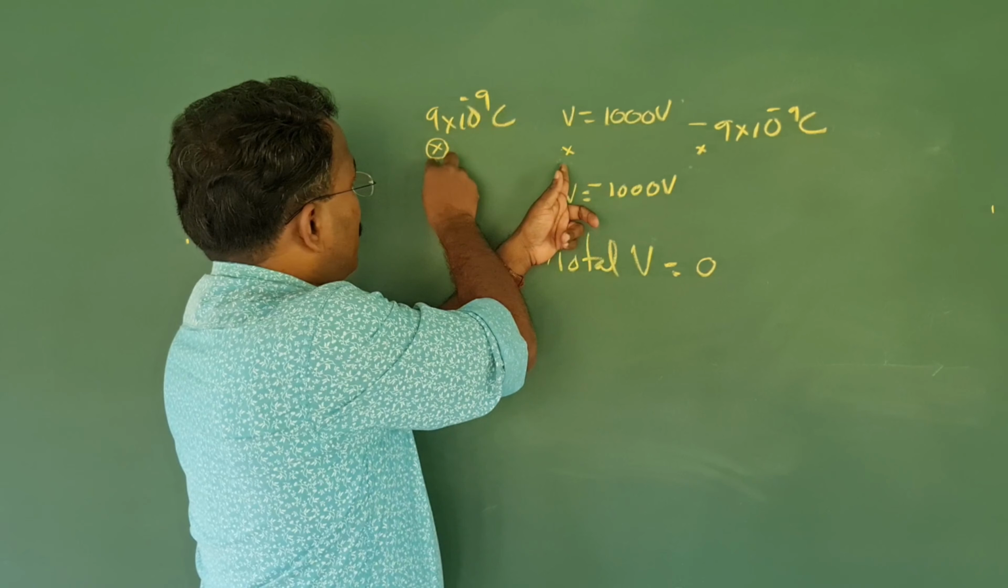Okay. And the third property is again important. Just imagine I am drawing an electric field line. So the electric field line will be like this if this is a positive charge.